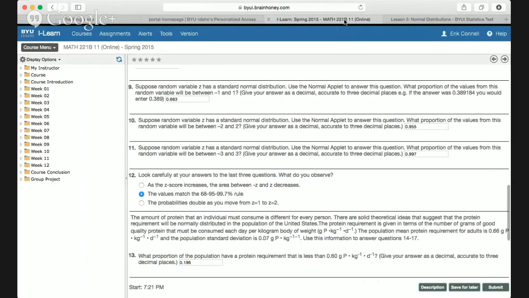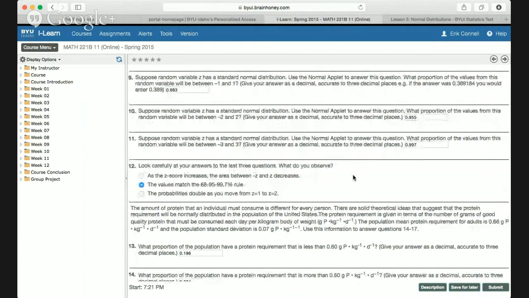Look carefully at your answers to the last 3 questions. What do you observe?